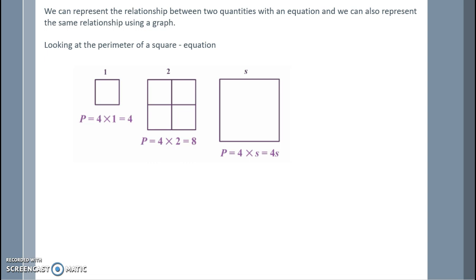So 4. A square with a 2-unit piece on one side would be 4 times 2, so 8. We then can generalize that it doesn't matter what the length of one of our sides is. When we multiply it by 4, that will give us the perimeter. So the perimeter is 4 times s.